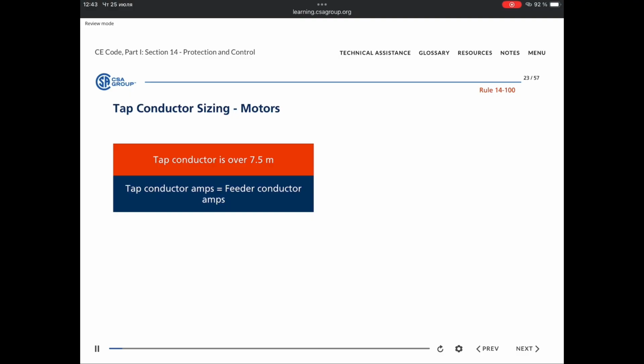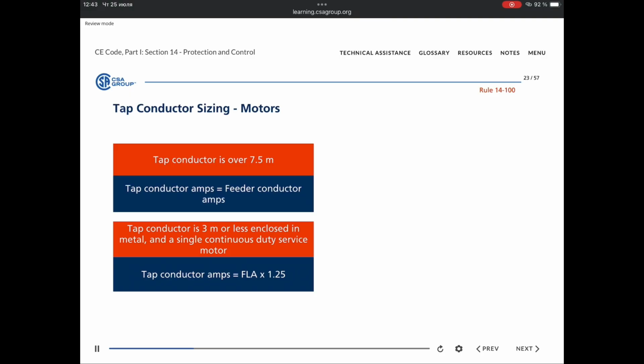If a tap conductor is over 7.5 meters, then the tap conductor amps is equal to the feeder conductor amps. Note, no reduction in tap conductor or feeder conductor amps is allowed. If the tap conductor is 3 meters or less, enclosed in metal and a single continuous duty service motor, then the tap conductor amps are equal to FLA, or full load amps, times 1.25.